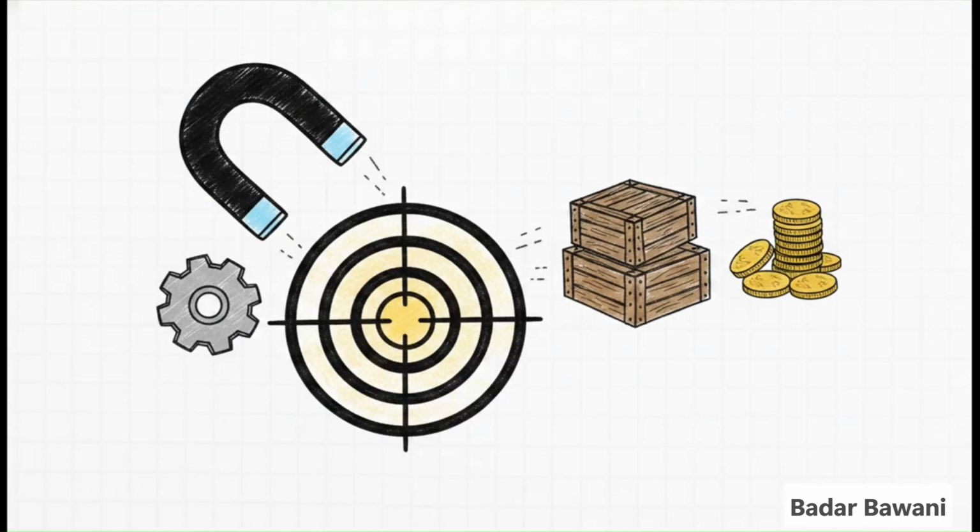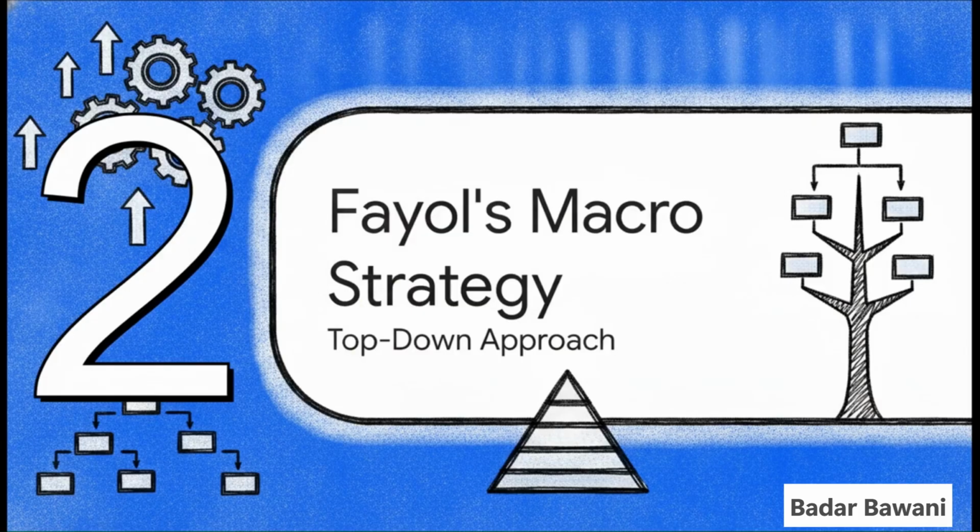The absolutely crucial point here is that management harmonizes everything to hit strategic goals that align with an organization's vision and mission. It's the engine that drives planning, organizing, staffing, coordinating, and controlling. Without management stepping in as that ultimate harmonizer, all your machines, materials, and money just sit there gathering dust, completely uncoordinated and unproductive. Moving right along to Section 2, Fayol's macro strategy.